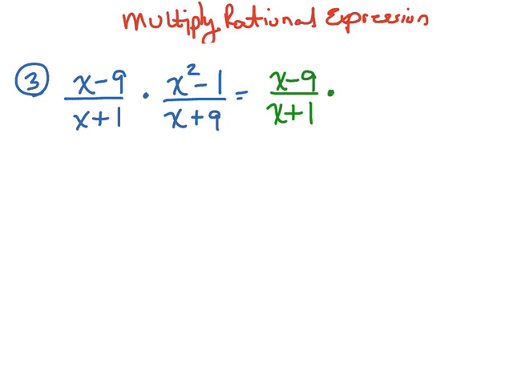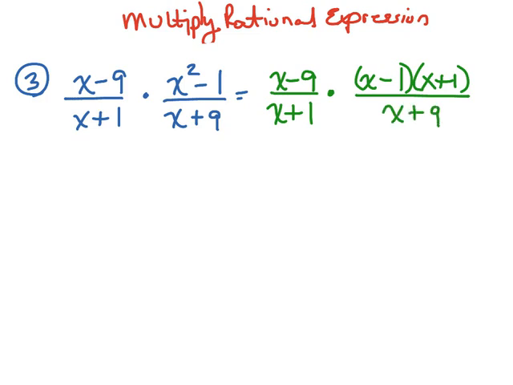Now I'm going to go over to the second rational expression, x squared minus 1. That can be factored if we use our difference of squares. We know that the square root of x squared is x. We know that the square root of 1 is 1. Therefore, the two factors are x minus 1 and x plus 1. Again, this method is the difference of squares. Now I'm going to go down to the denominator, x plus 9. That cannot be factored. There is no GCF, so I'll leave it as x plus 9.